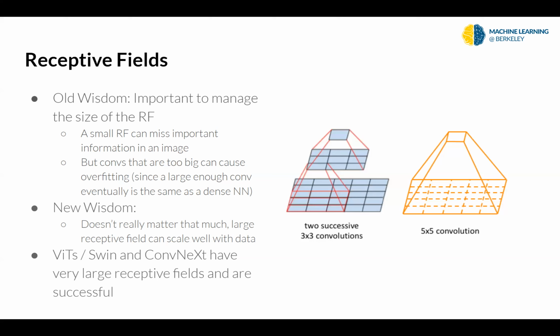But on the other hand, if you have filters that are way too large, you're basically trying to take the whole image and all the information at once, which makes this the same as a fully connected dense neural network. That's what we're trying to avoid with CNNs: we're trying to use fewer parameters while still being able to get these features. But now, the new wisdom is that large receptive fields can still do well. Some examples are vision transformers and Swin; they have large receptive fields and they're still very successful.